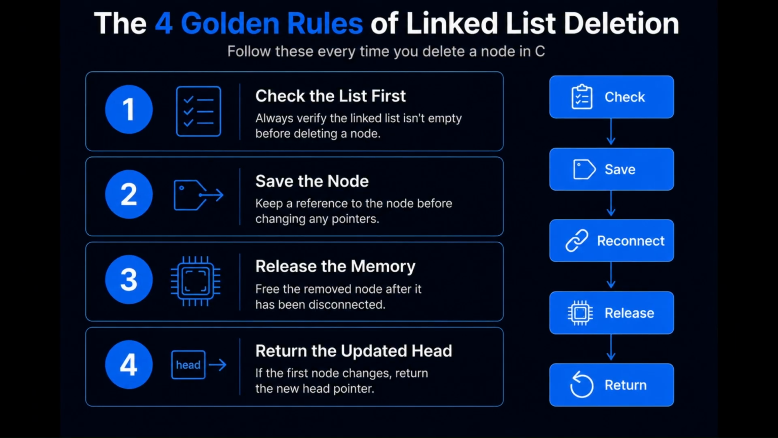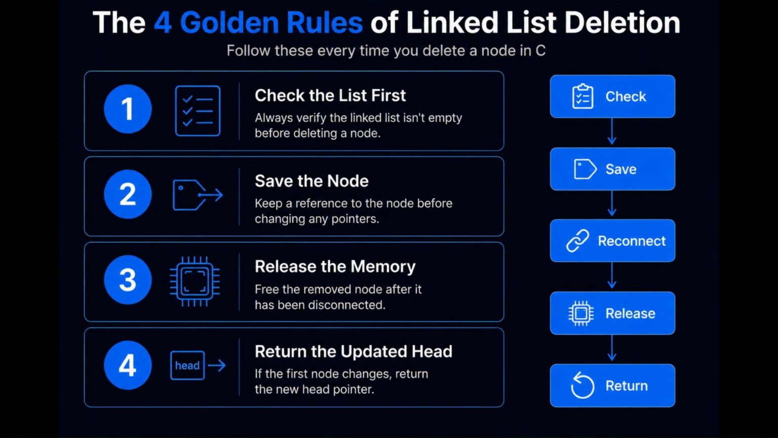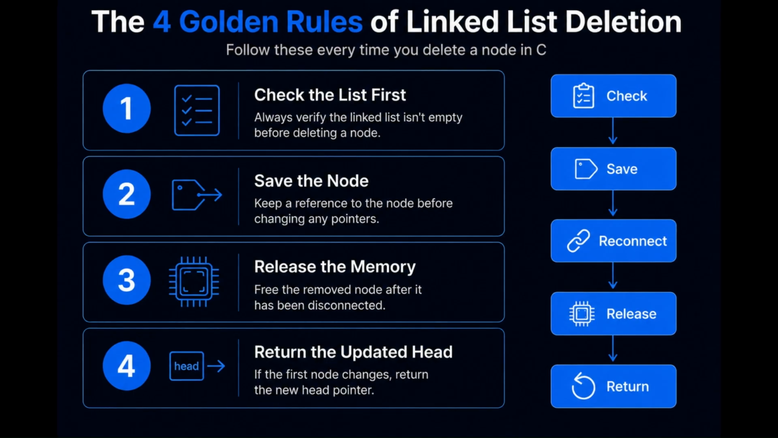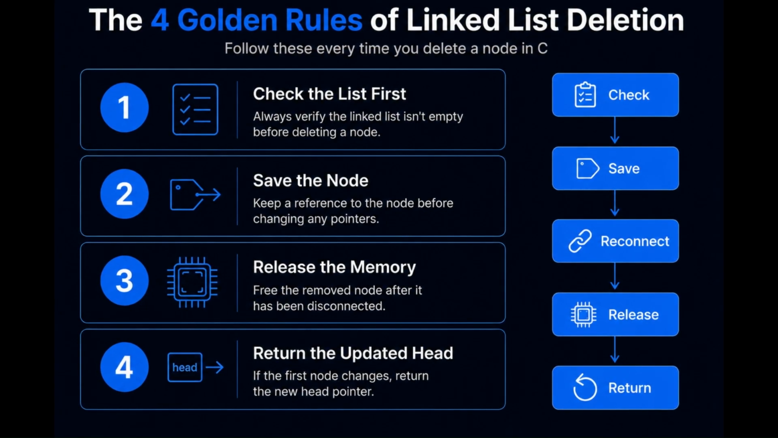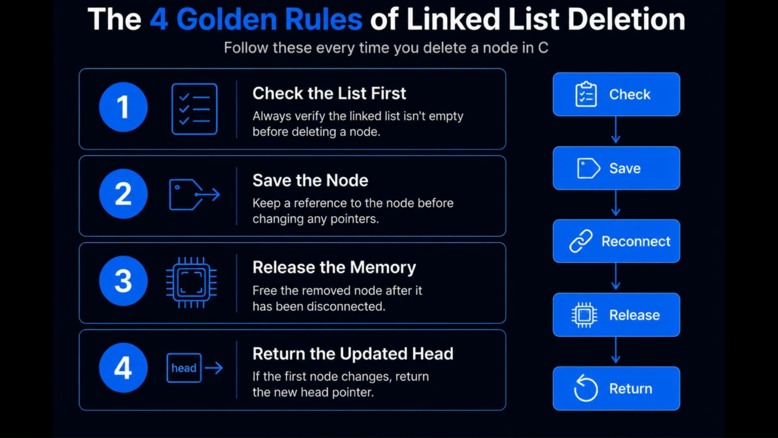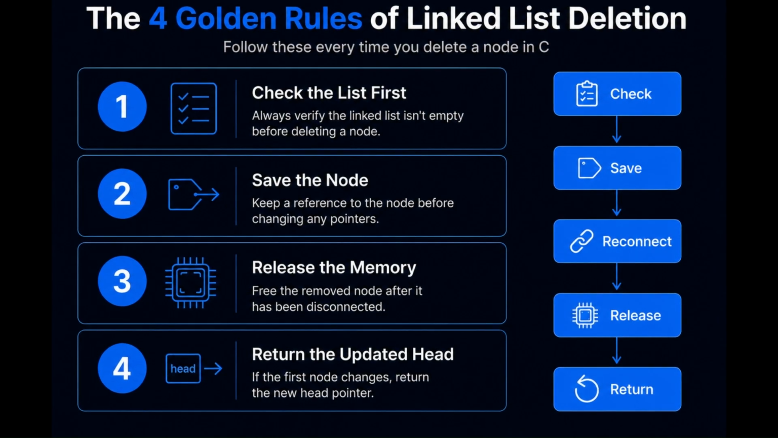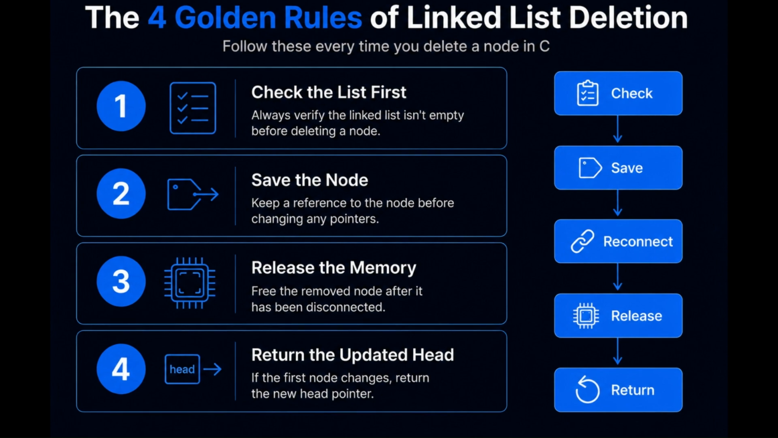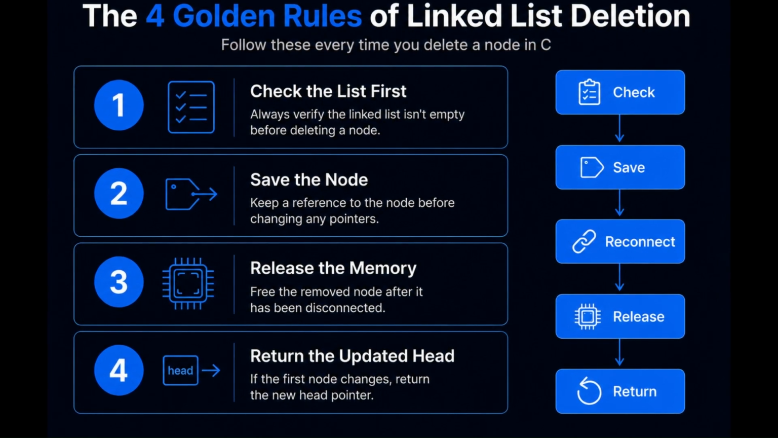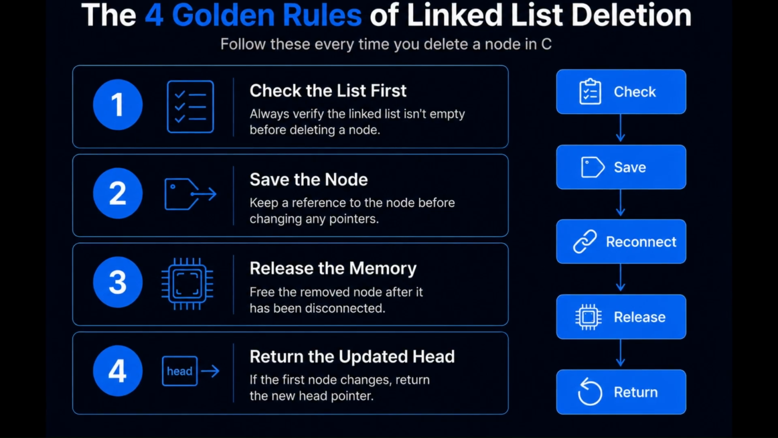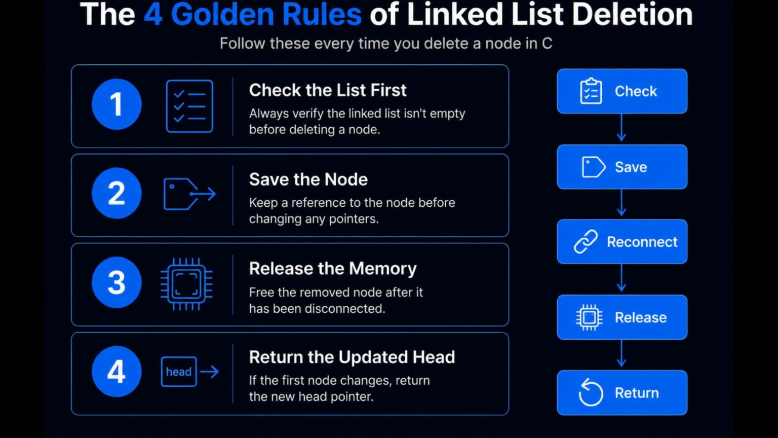Before we finish, let's summarize the 4 rules you should always remember whenever you're deleting nodes from a singly linked list. First, always check whether the linked list is empty before attempting any deletion. Second, always keep a reference to the node you're about to remove before changing any pointers. Third, once the node has been safely disconnected from the linked list, immediately release its memory.